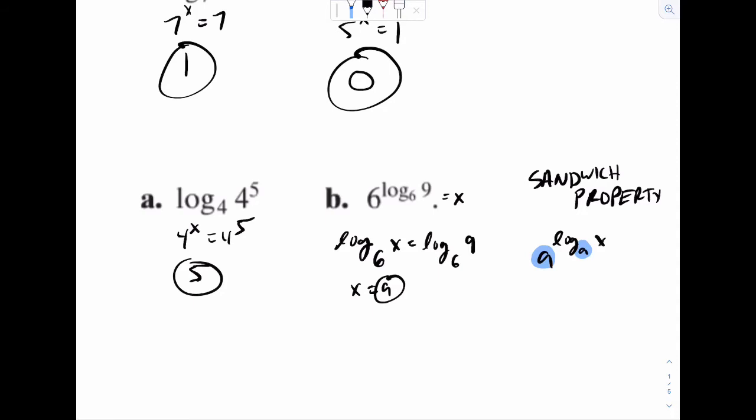And you have some x. What happens is these cancel out, and you're left with the exponent. So you could do the same thing here. Just cross that out and bring that 9 down. Either way is perfectly fine, though.